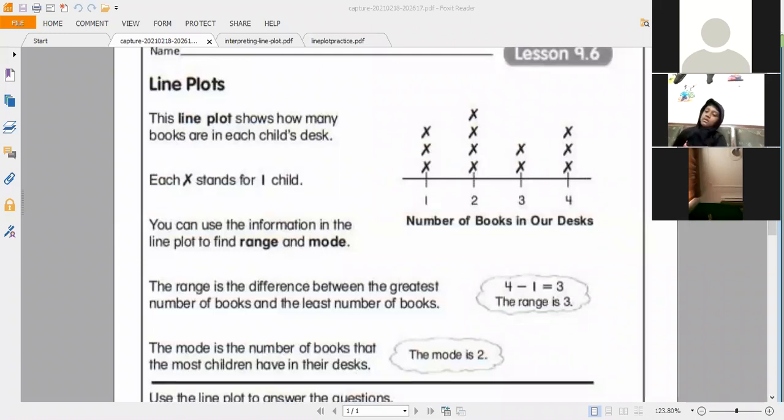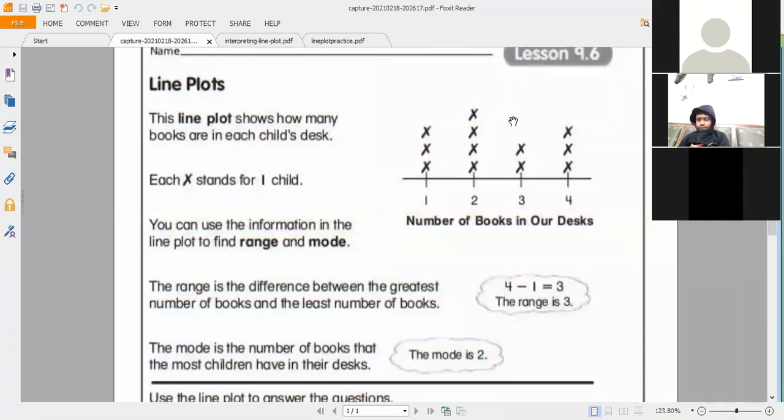Okay, our lesson today will be line plots. What's the meaning of line plots? A line plot, as you can see here, is a number line and plots. We call these X signs plots. Okay, what is the meaning of line plots?